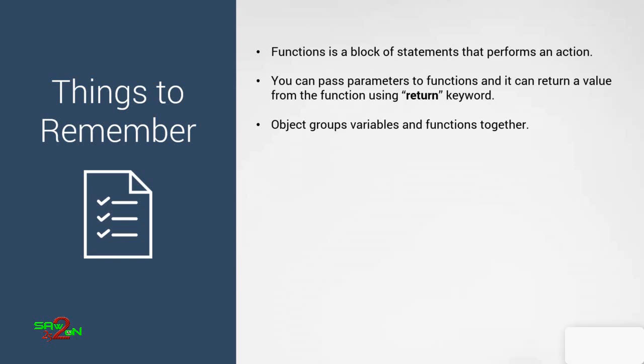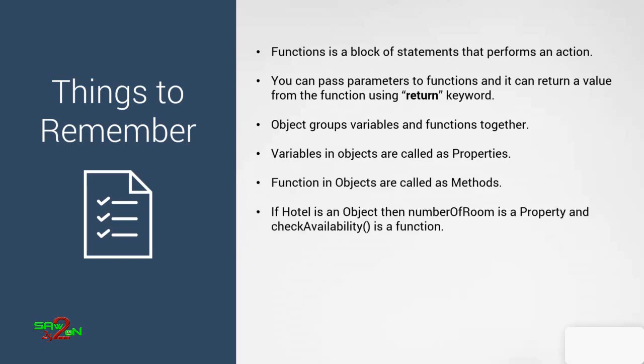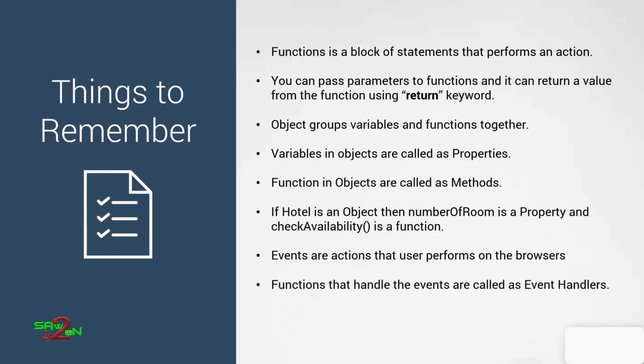Then we looked at objects, which group variables and functions together. Variables in objects are called properties and functions in objects are called methods. If Portal is an object, then number of rooms is a property, and check availability is a method. That's how you differentiate between a property and a method. Events are actions that the user performs on the browser. We have seen some of the events performed on the browser, and we tried to invoke our own methods based on those events as well. Functions that handle events are called event handlers. So these are the things that we have seen in this section, and I'll see you in the next one.